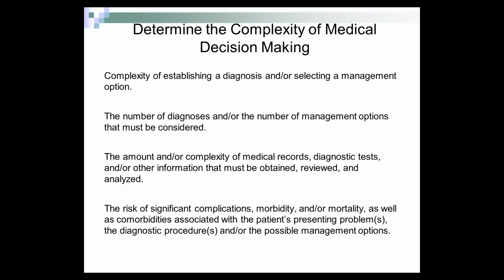Determining the complexity of medical decision making is determined by complexity of establishing a diagnosis and/or selecting a management option, the number of diagnosis and/or the number of management options that must be considered, the amount and/or complexity of medical records, diagnostic tests, and/or other information that must be obtained, reviewed, and analyzed, the risk of significant complications, morbidity, and/or mortality, as well as comorbidities associated with the patient's presenting problem or problems, the diagnostic procedure or procedures, and/or the possible management options.